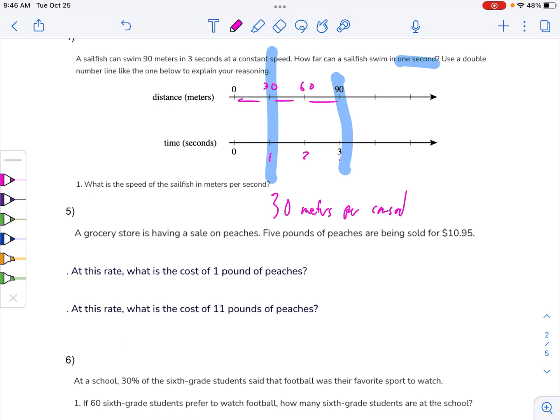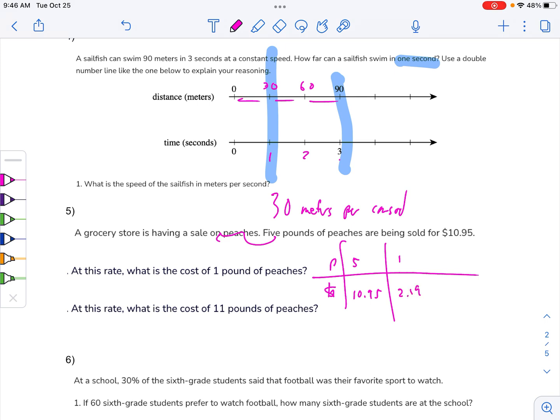Number 5, a grocery store is having a sale on peaches. 5 pounds of peaches are sold for $10.95. So let me build that thing out. So I have peaches and I have money. So what do I know? I know it's 5 pounds of peaches for $10.95. I'm gonna go ahead and find the unit rate. So I'm gonna take my $10.95 and divide it into 5 groups and see that it's $2.19 per one, and I need to find 11. So I need to find 11.